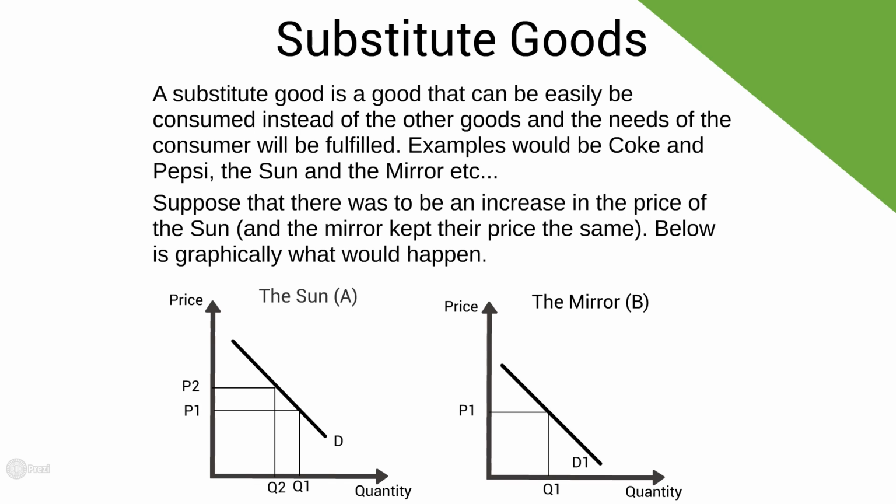As the Sun has increased their price, the Mirror is now seen as relatively cheap, and consumers will switch from consuming the Sun to consuming the Mirror. This causes an outward shift of demand from D1 to D2. At a price of P1, a greater quantity of the Mirror will be consumed. The extent of the shift out in demand depends on the responsiveness of consumers, and we can measure the responsiveness of consumers by looking at the cross-elasticity of demand.